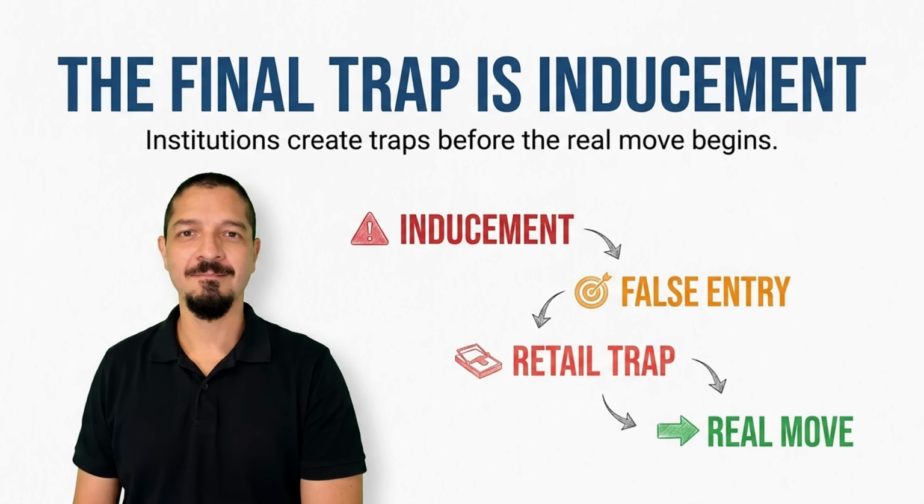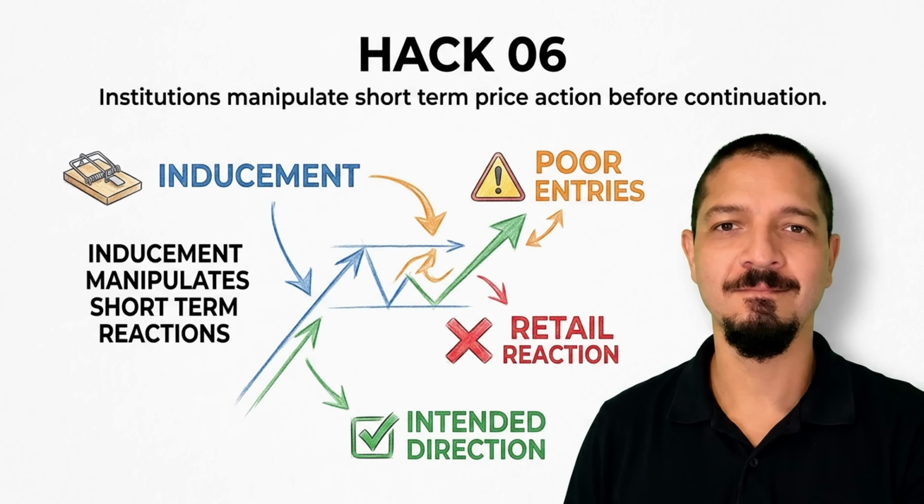This trap is known as inducement, and understanding how it works can completely change the way you interpret pullbacks and liquidity sweeps. That brings us directly into hack number 6, because inducement is one of the clearest examples of how institutions manipulate short-term price action to force traders into poor entries before the market moves in the intended direction.